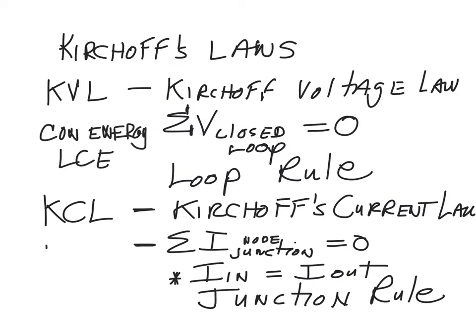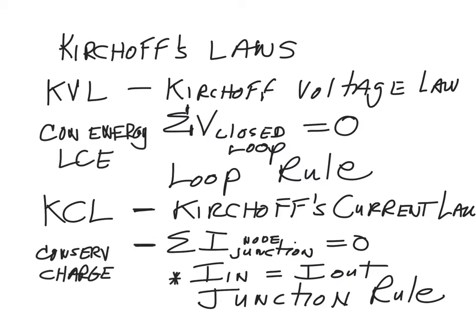And that is based on conservation of charge. If a charge goes into a junction, it has to come out. Charges can't be created or destroyed. If cars go into a tunnel, they have to come out. They can't disappear. And that's called the junction rule.